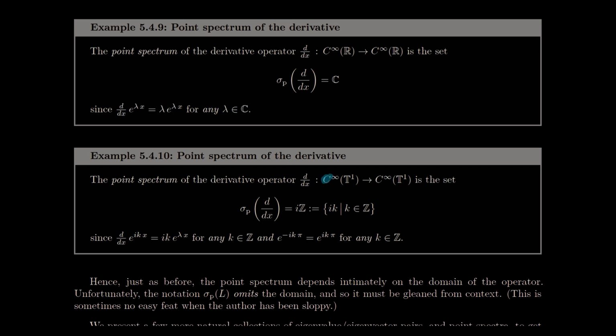On the other hand, if I restrict my domain to smooth functions on the torus, so they have to be periodic now, then actually the point spectrum of this derivative has shifted from the complex numbers. Now it shifts just to i times the integers, which is of course the set ik when k is in the integers. So I get vastly different point spectra for the same, and I'll put that in quotes, same operator with different domains.